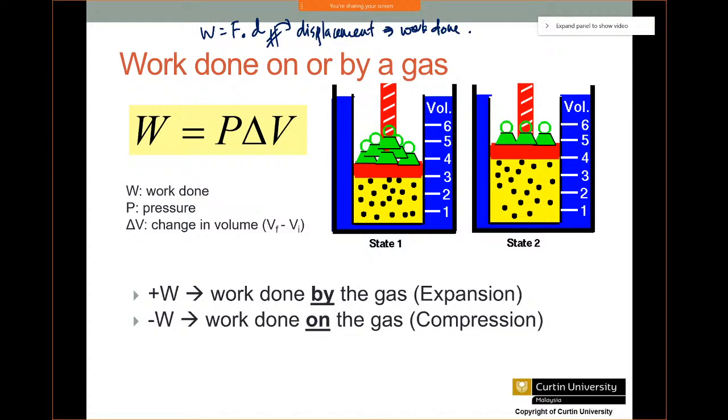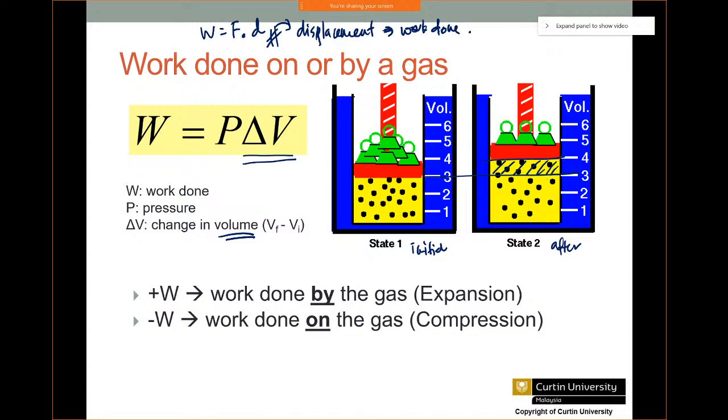Work is only considered as done when there is a change in the volume. If there is no change in volume, then there is no work done. If you look at the two pistons here, this is the initial step and this is the final step. There is a change in the volume, so there is work done.